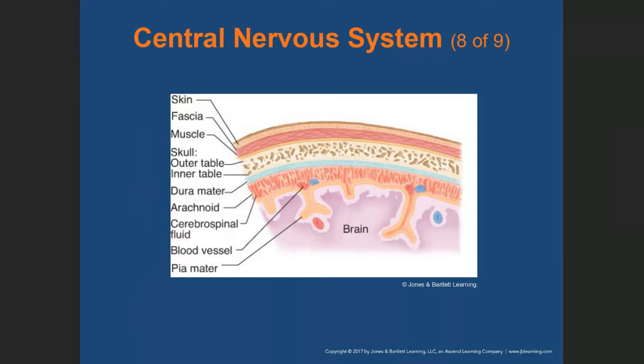So on this diagram, you can see where the dura mater is. It's right under the skull framework, right under this layer. Then you have the arachnoid layer, where you're going to have your blood vessels. And then you have the soft portion, which is referred to as the pia mater.